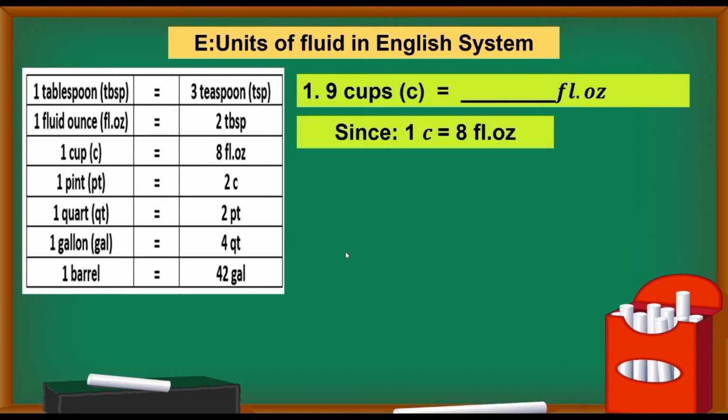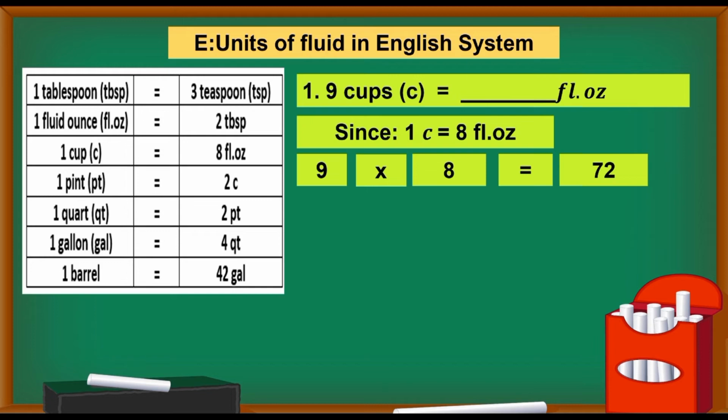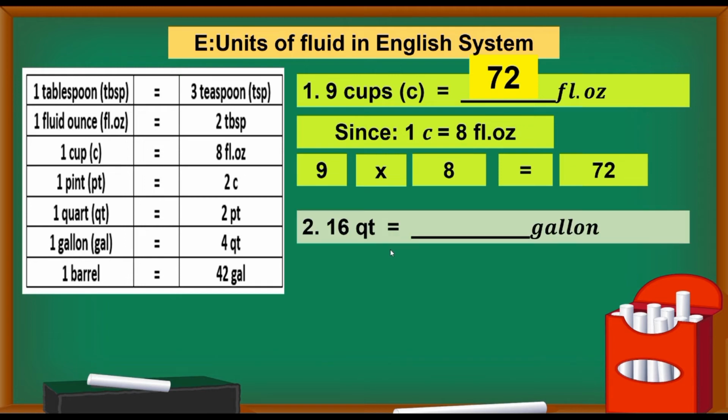So, since 1 cup is equal to 8 fluid ounces, we will have 9 times 8, and that would be equal to 72. So, therefore, 9 cups is equal to 72 fluid ounces. Let us have another example.